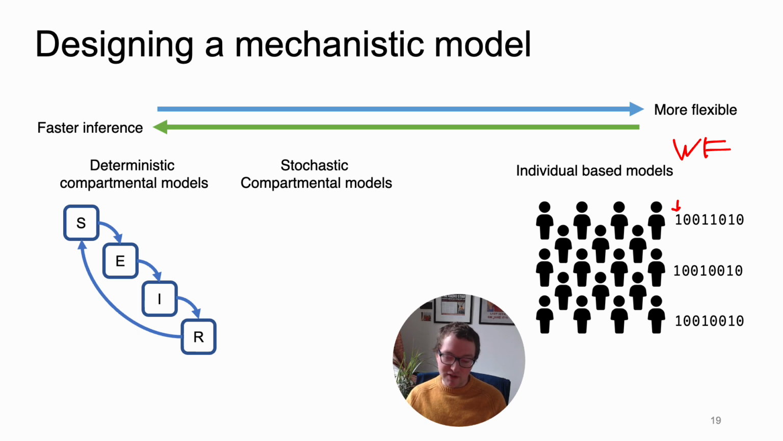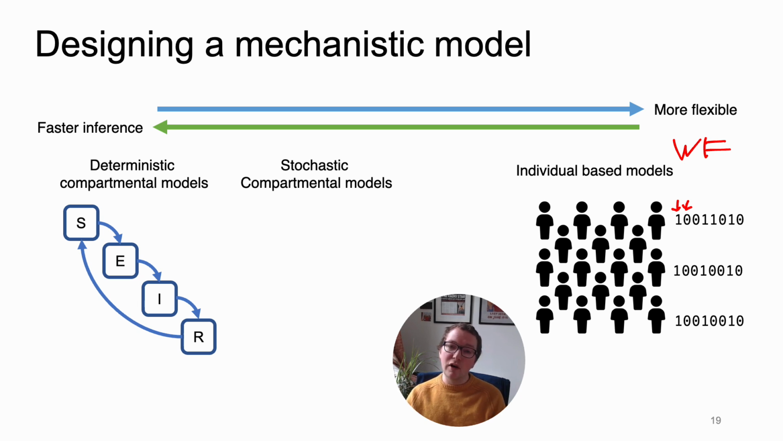So here I'm sort of saying whether they're a child or an adult, for example, and then this might be whether they're vaccinated or not. And I need to keep track of a lot of information and simulate all of that forwards. On the left here I have deterministic compartmental models. So that's kind of simplifying the state or just summing the states together.